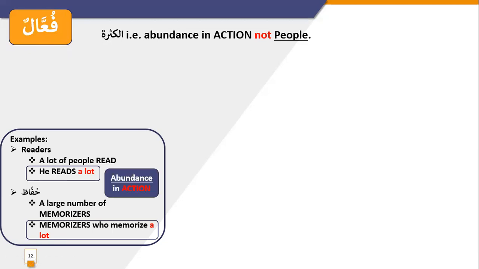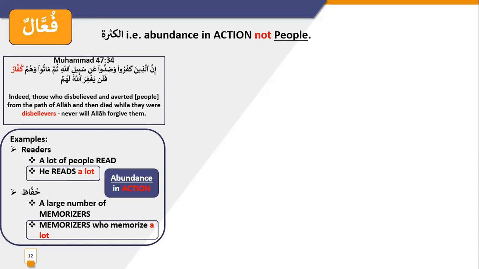So remember, it means abundance in the action that those people are performing. It's not abundance in people; of course, there are more than two people, that's why plural is used. But actually, what it's implying is that the action they carry out, they carry out a lot. Now we have a few examples over here.